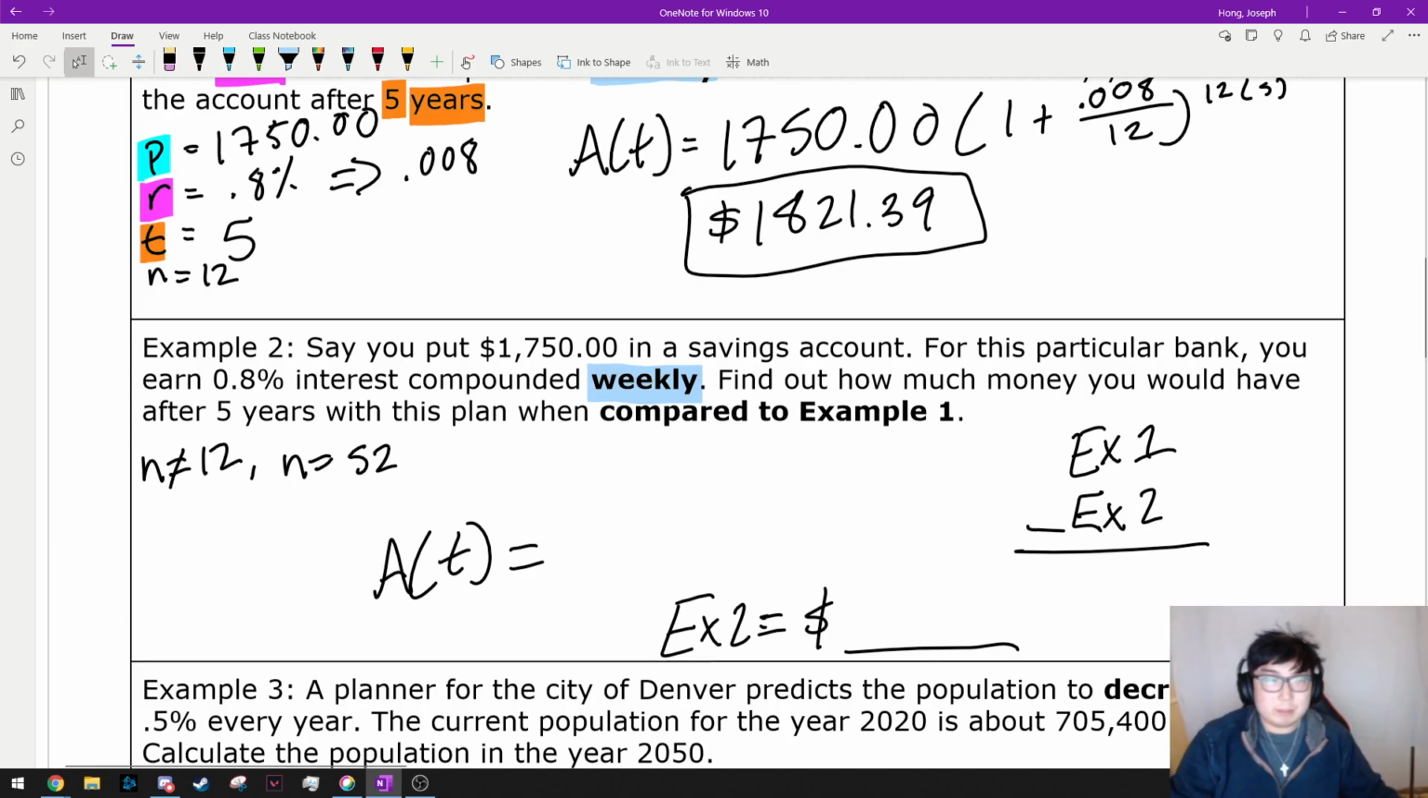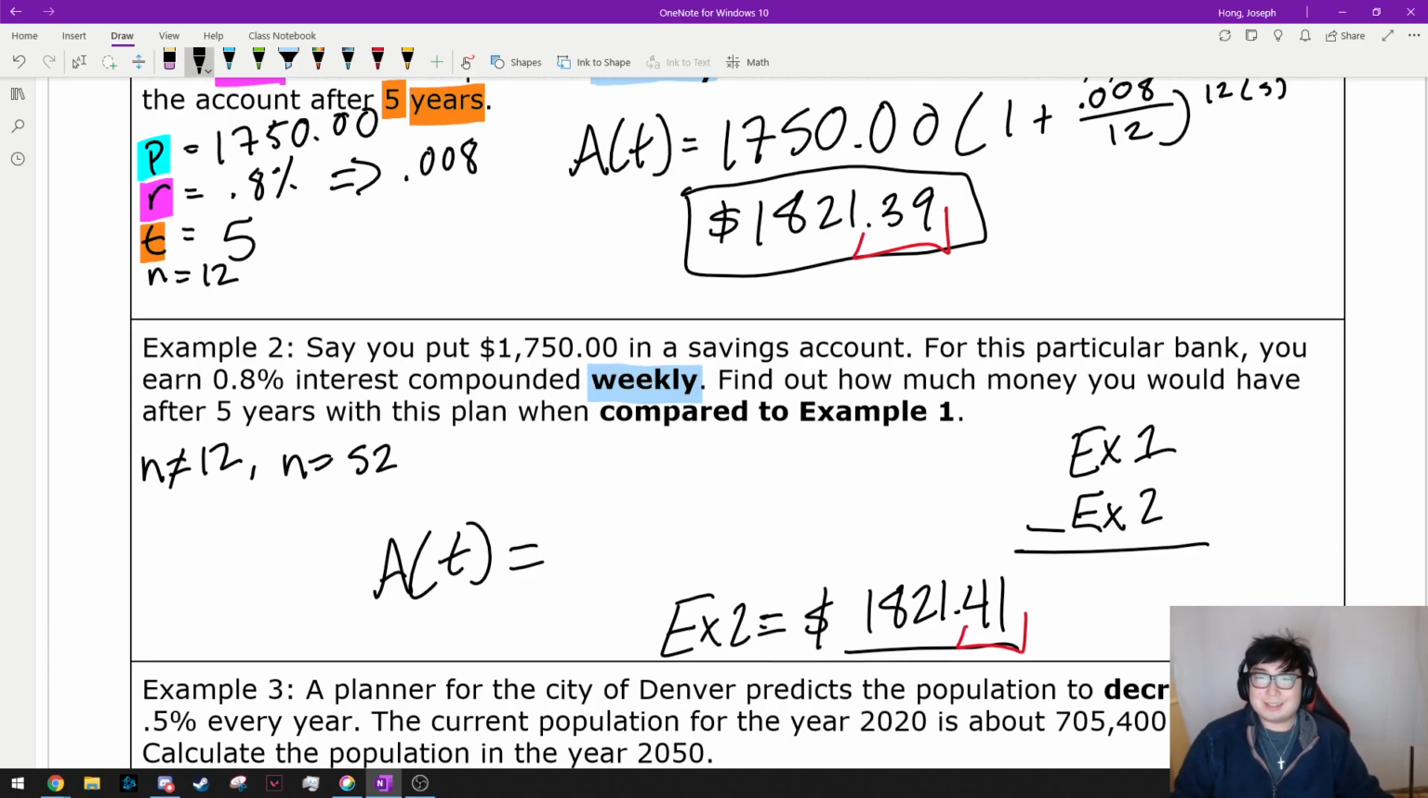All right. I'm not going to show you this time how I did that, but just know that example 2 ends up being 1821.41. So look at the total right here. So this is 39 cents, but this is 41 cents. Yes, it's like 2 cents.